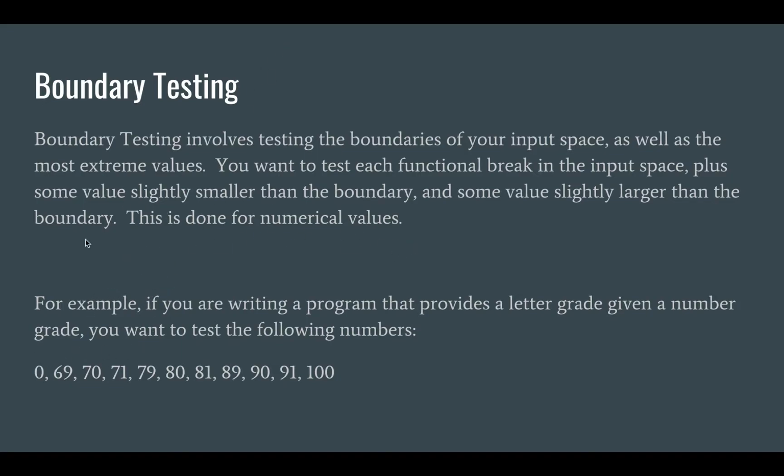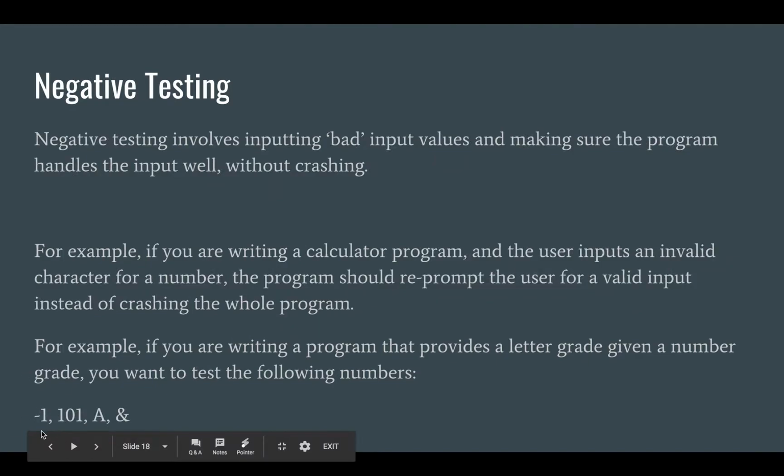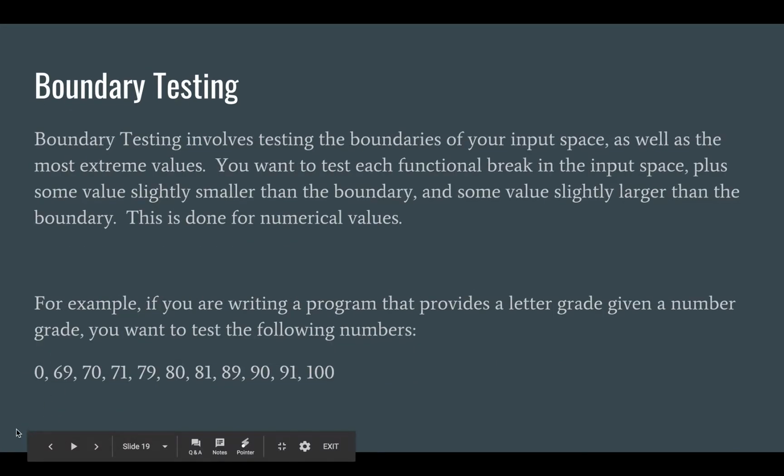So, for example, that's once again the same program that we just discussed. Let's say you have a program that takes in some number grade and gives you a letter grade. We definitely want to test 0. So we handled the invalid inputs earlier. We handled -1 and 101. We don't need to worry about negative numbers. We already tested that. But 0 is what you would call a boundary. It's the lowest possible value within the input space. So 0 is a good value to test when you plug it in.